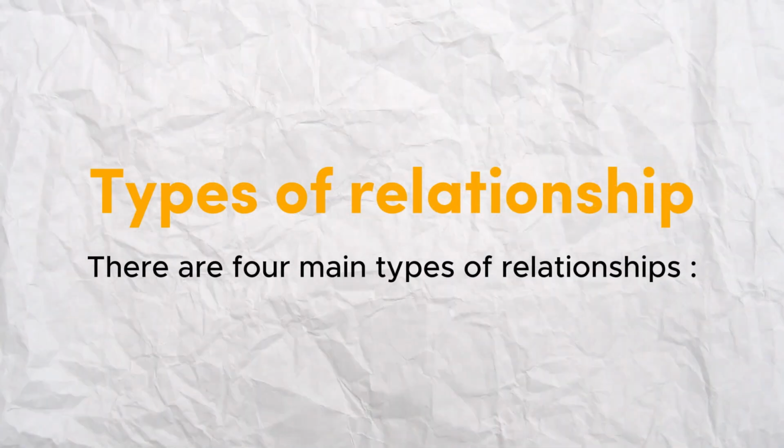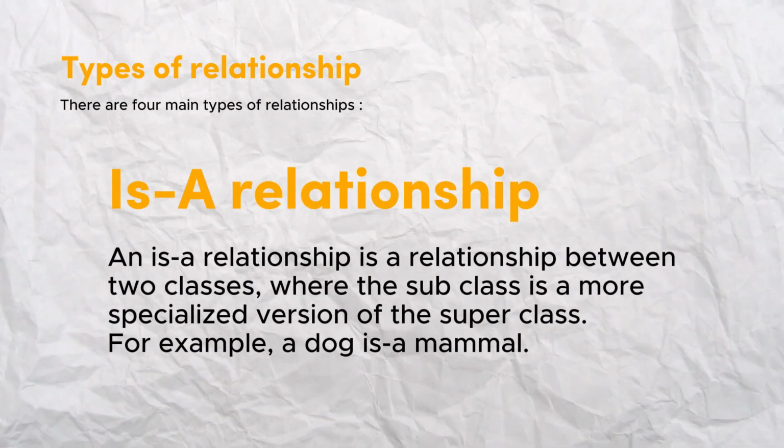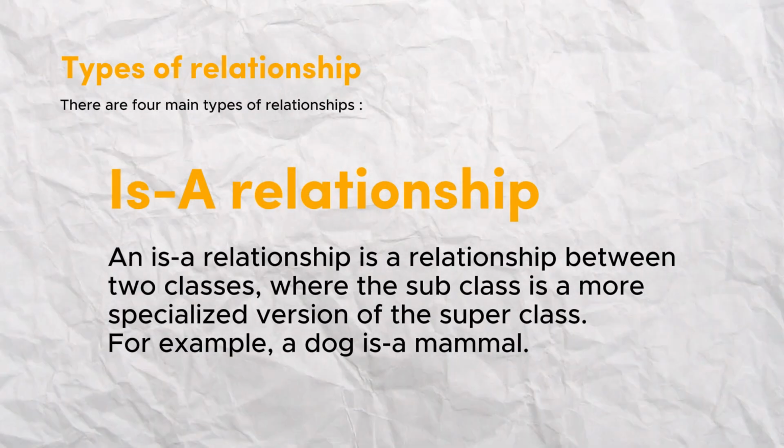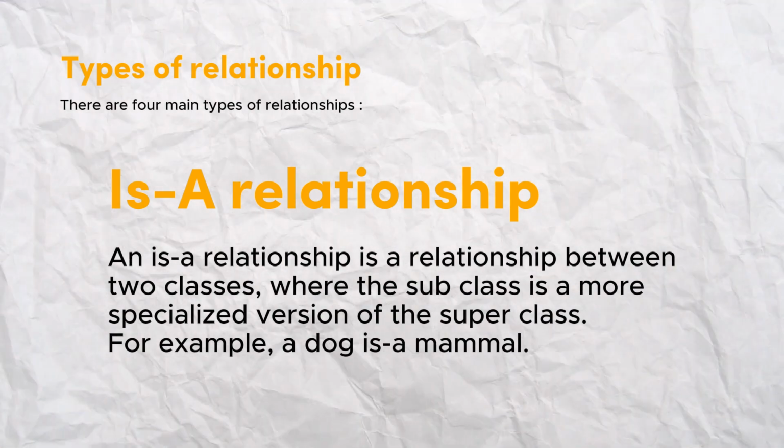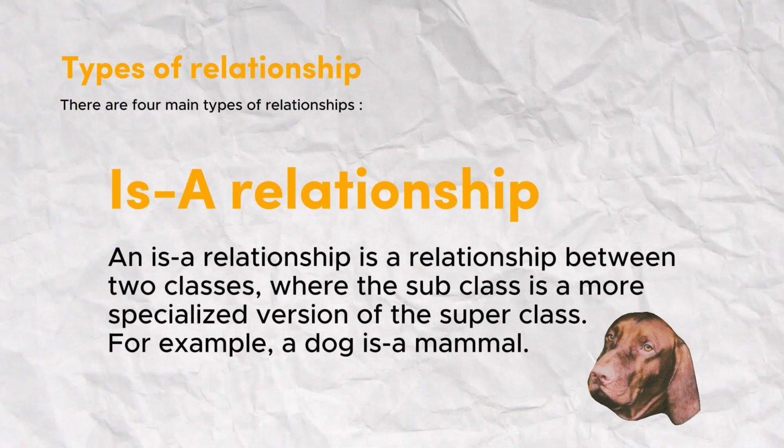Types of relationship. There are four main types of relationships. Is-a relationship. An is-a relationship is a relationship between two classes, where the subclass is a more specialized version of the superclass. For example, a dog is a mammal.